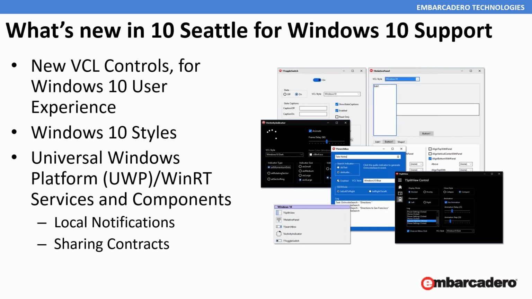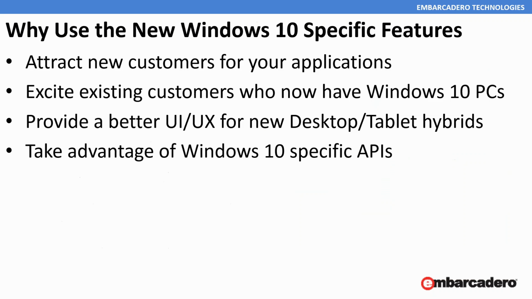Just a reminder, there were 5 new VCL controls for the user experience: the split view control, the search box, activity indicator, the toggle switch, the relative panel. Those are in the Windows 10 component palette category in the IDE. The Windows 10 styles we covered last week, and this week again we're going to look at some of the Universal Windows Platform capabilities, WinRT services and components, in particular looking at local notifications, sharing contracts. We'll also take a look at some of the units that are available for WinRT to do even more Windows 10 specific programming in your applications.